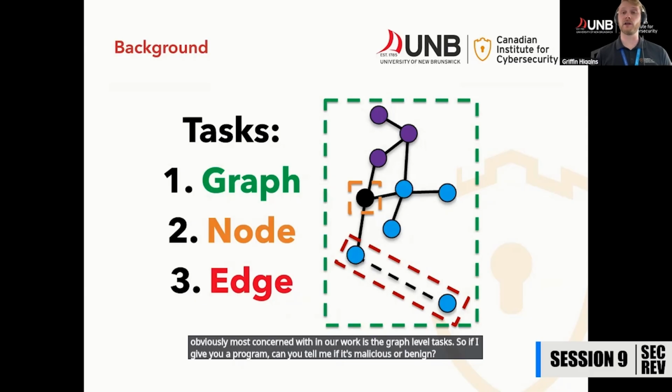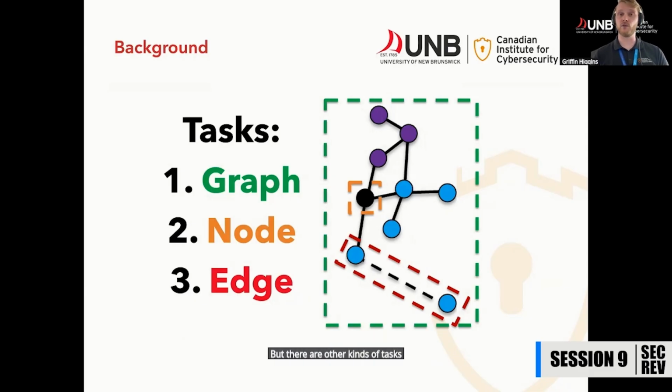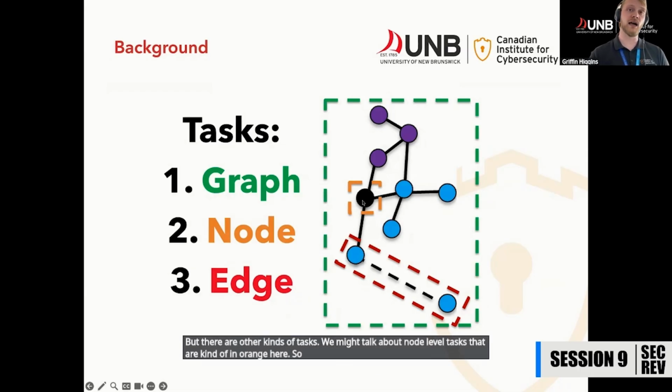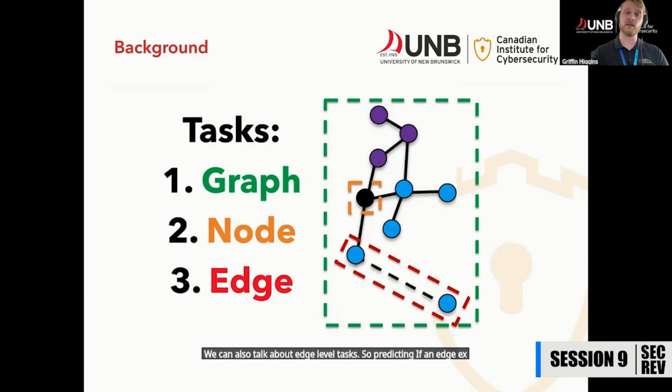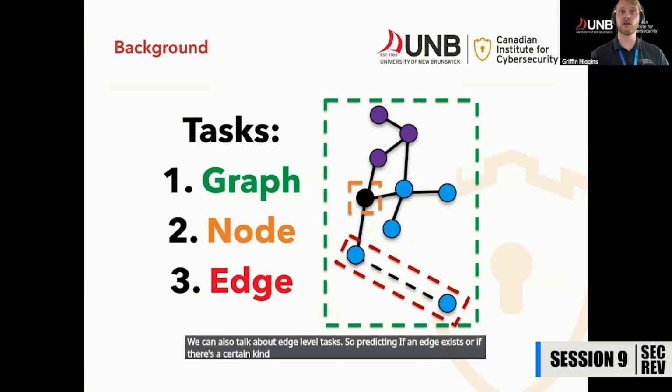But there are other kinds of tasks. We might talk about node level tasks, kind of in orange here, so predicting what kind of class a given node might be. We can also talk about edge level tasks, so predicting if an edge exists or if there's a certain kind of value on an edge. It can extend far beyond just graphs and graph classification itself.